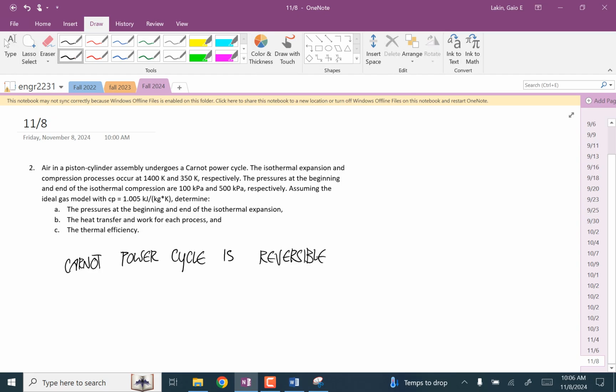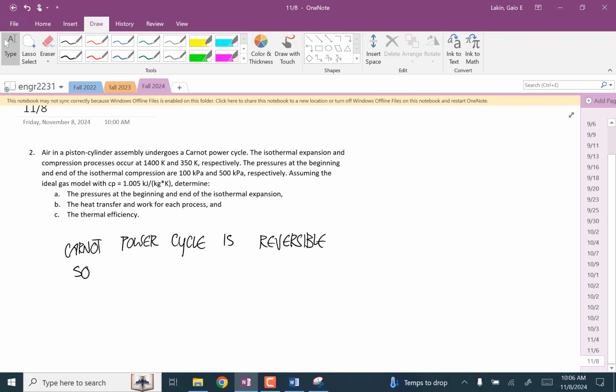So, what do we know since it's reversible? Well, we know that the efficiency of this cycle is the ideal efficiency. Remember that? Any reversible power cycle has the same efficiency given the same 2 thermal reservoirs. And you can calculate this as 1 minus the temperature at the cold reservoir divided by the temperature at the hot reservoir. Okay, so we're likely going to use that.